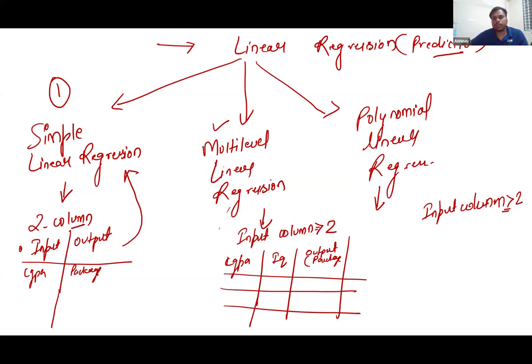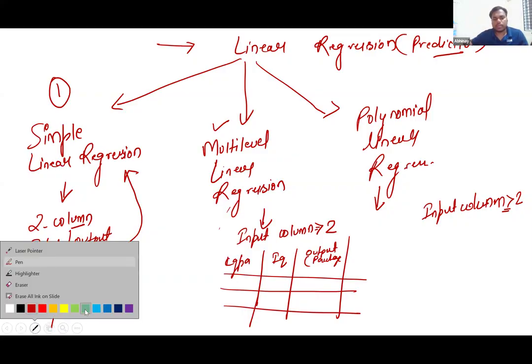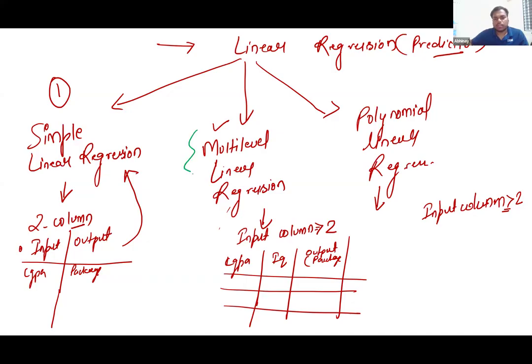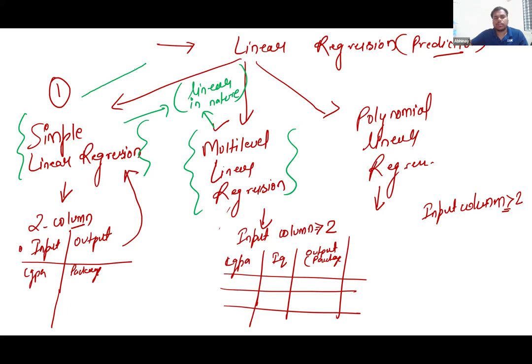polynomial linear regression? Right. The main difference is that here, in this case, your data will be linear in nature. I will tell you what linear in nature means. Your data will be linear in nature. That means whatever prediction line we make will always be linear, right?